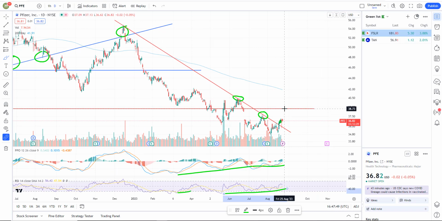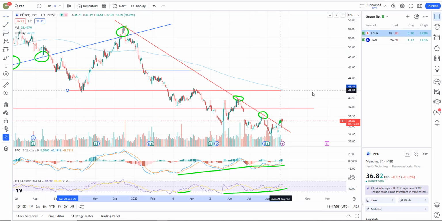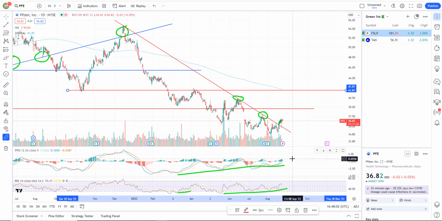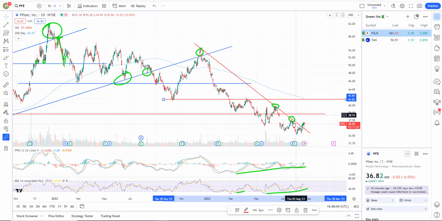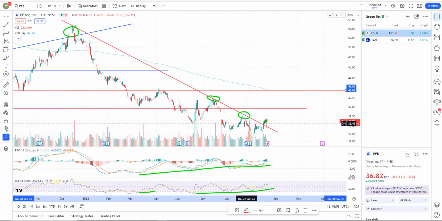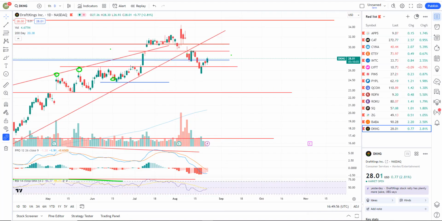There's some resistance right up here, about 38.73. You probably hit that, and ultimately hit the 200. There's some more resistance up there, really sitting right in here at about 41.77. So those are some upside targets for PFE, and in general, that looks like a decent long.